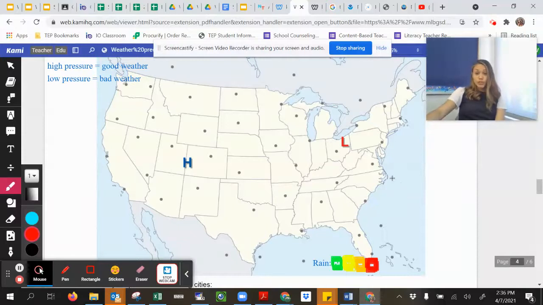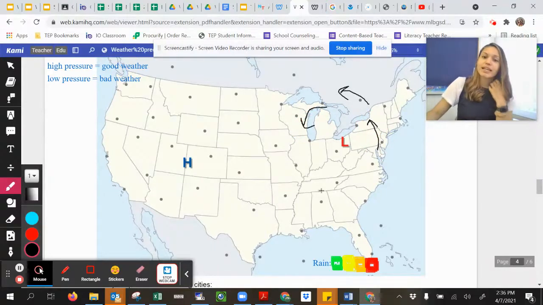Okay, so you should have said counterclockwise. So it goes, let me write this in black. So it goes this way, okay? The air is going to go this way, counterclockwise, up and around toward the left. So because of that, we need to draw our rain pattern going that way.